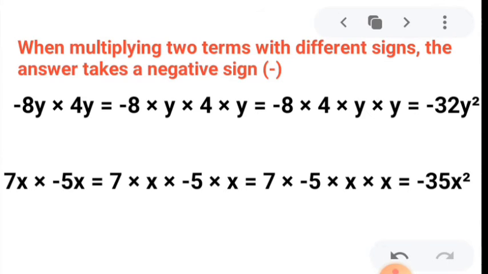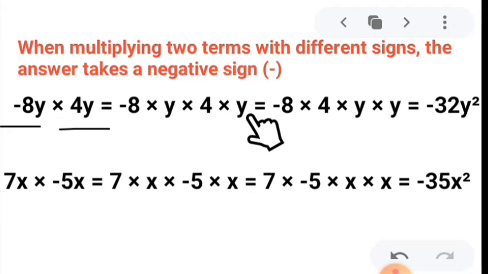But when multiplying two terms with different signs, the answer takes a negative sign. For example, we have minus 8y. We are multiplying it with 4y. Now, minus 8y is negative and 4y has a positive sign in front of it, because there is no sign in front of it, so definitely it is positive. So when we expand, minus 8y means minus 8 times y, and 4y means 4 times y.